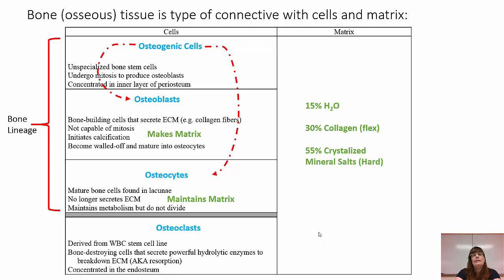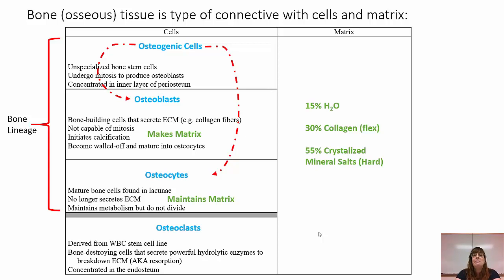Osteocytes are the mature bone cells that actually maintain the bone. They don't divide anymore. They can't divide, just like osteoblasts cannot divide. Osteocytes cannot divide, but they do maintain that matrix. They maintain that metabolism, so they make sure that the bone tissue basically has everything that they need. They're again surrounded by lacuna, just like chondrocytes are, just like cartilage cells are. So osteogenic cells are unspecialized. They differentiate into osteoblasts, and then osteoblasts will mature into osteocytes.